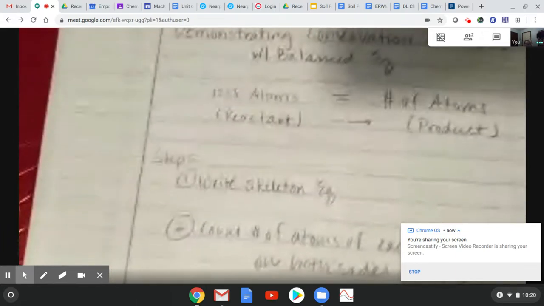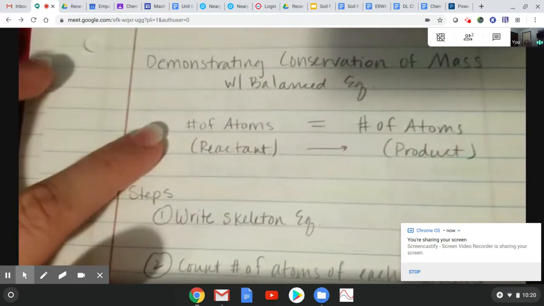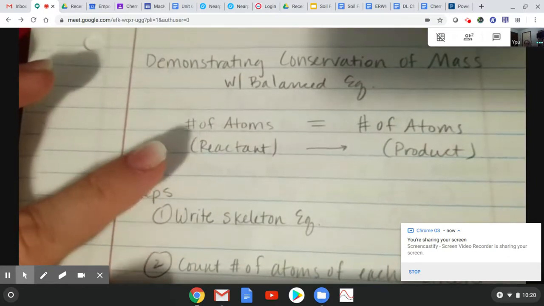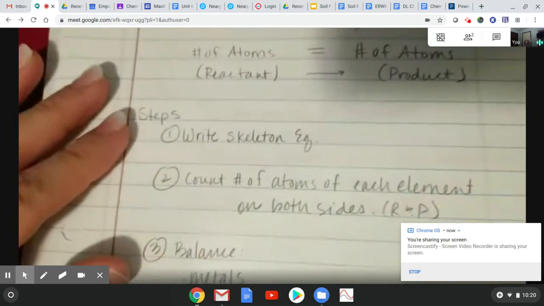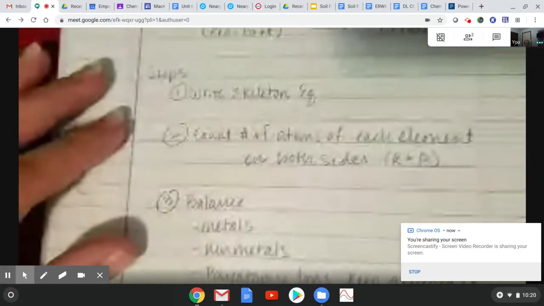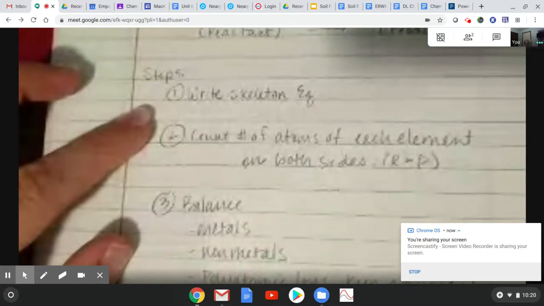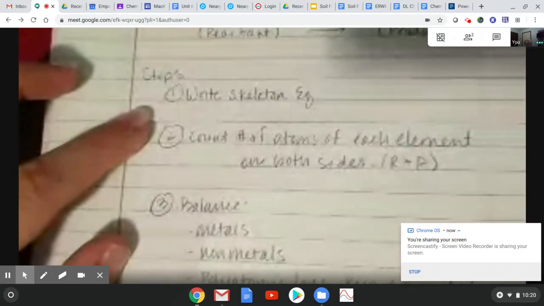The main thing is we want to try to get the number of atoms in our reactant side and the number of atoms on the product side to be the same. So there are some steps to this. The first thing is you need to write a skeleton equation. So you need to have some sort of a skeleton, obviously unbalanced equation.